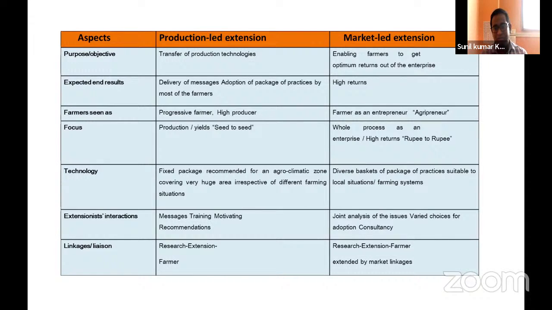Technology, they are majorly focusing on diversifying their basket of package of practices to develop the local farming community, and they are majorly working on licensing or linkages with farmers, with extension and research supported by the market linkages or market intelligence.